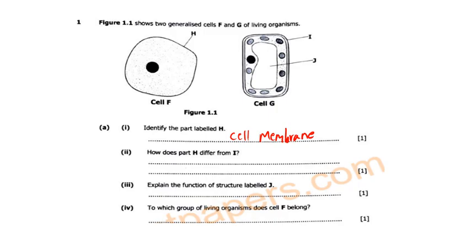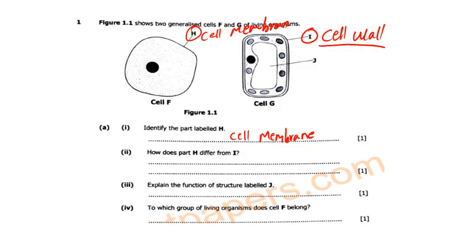Part 2 is saying, how does part H differ from part I? So here you first have to identify what part H is. Part H I've already identified, that is the cell membrane. Now what about part I? As you can see, this is the outer membrane, therefore it is the cell wall. So having the cell wall and the cell membrane, how does part H differ from part I?